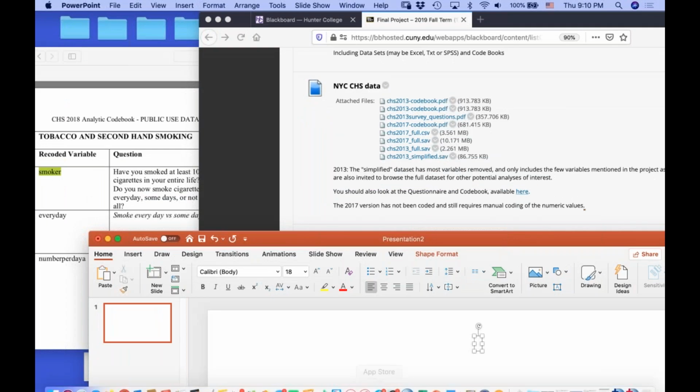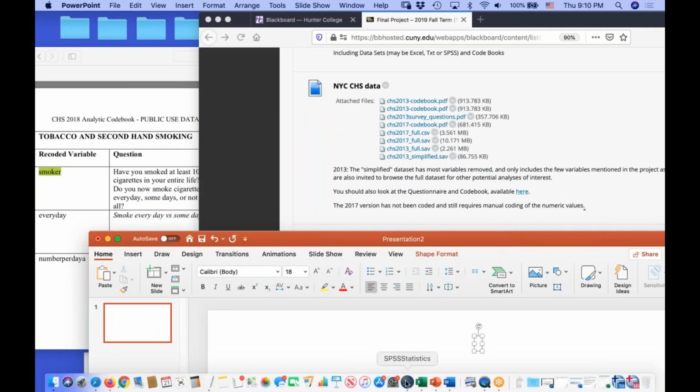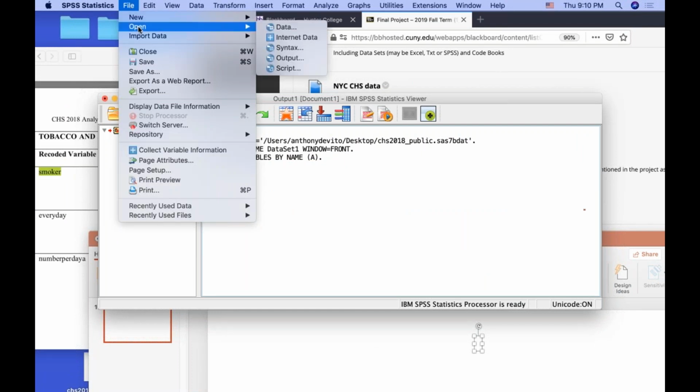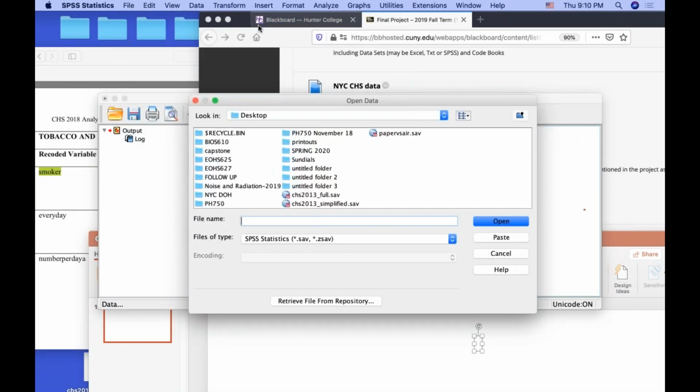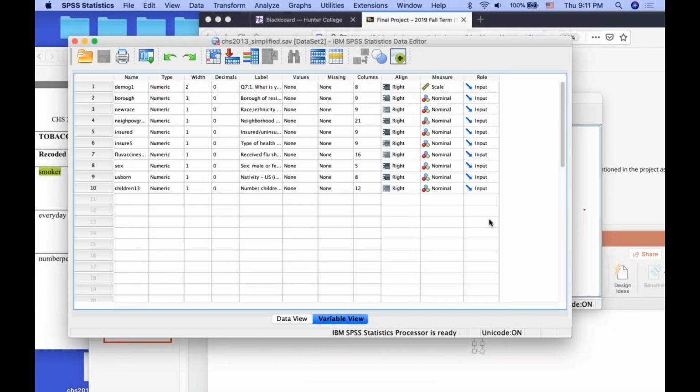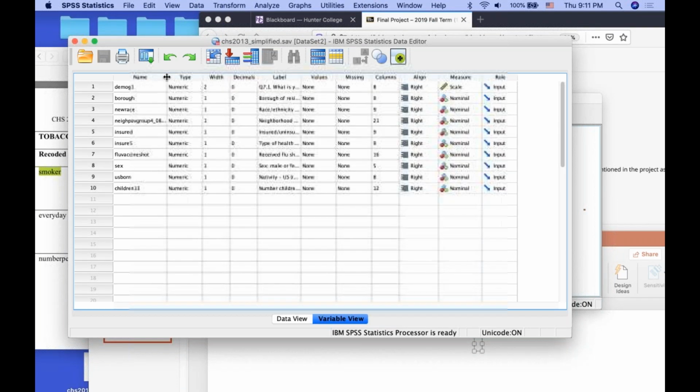Did I close it? I hope not. There it is. I'm going to go back into SPSS. I'm going to say file, open, data, and I'm going to open that database. Now that's an SAS file, so it should default to SAS, and there it is, 2013 simplified. And what I've done there is I've removed many of the variables, and I've only left a few of the variables.